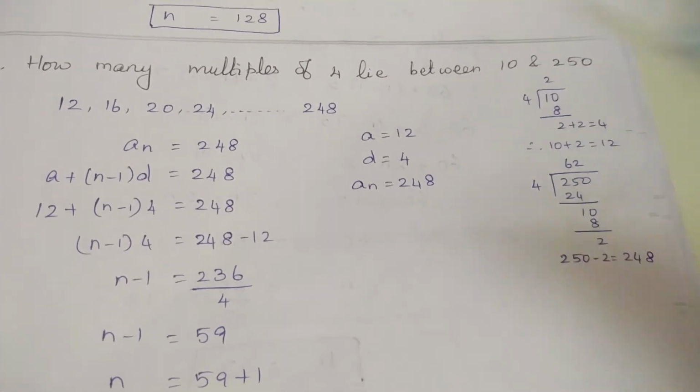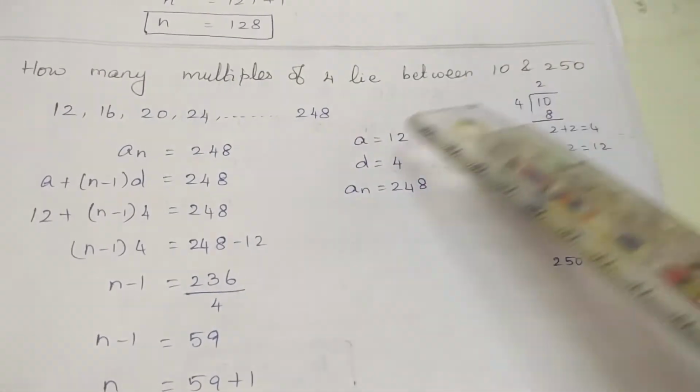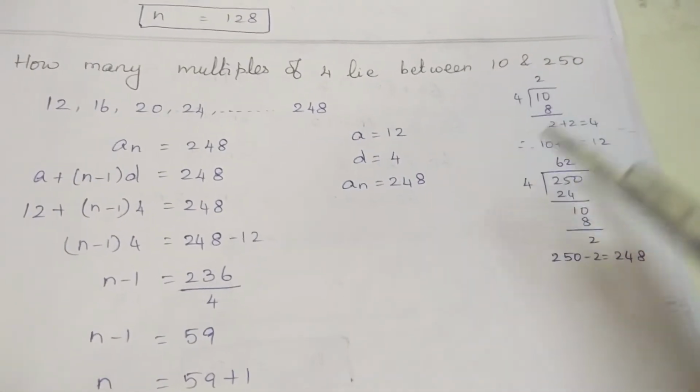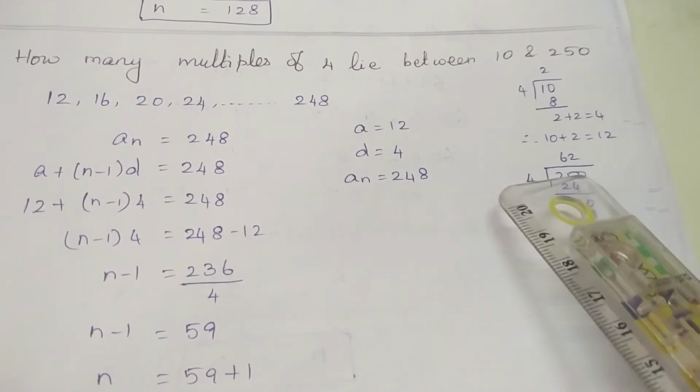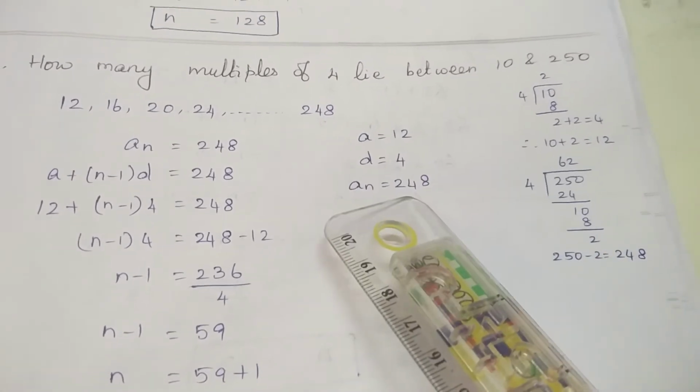10 plus 2, 12. 12 is the first one, A. And the last number they are saying is 250. So I divided 250 by 4. The remainder you subtract from 250, giving 248. That is divisible by 4.